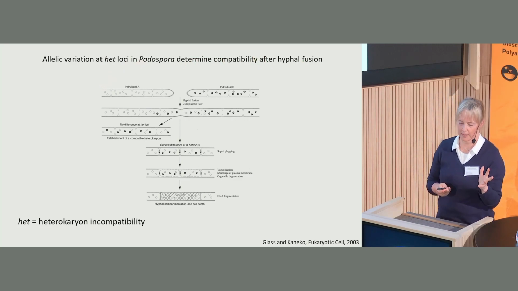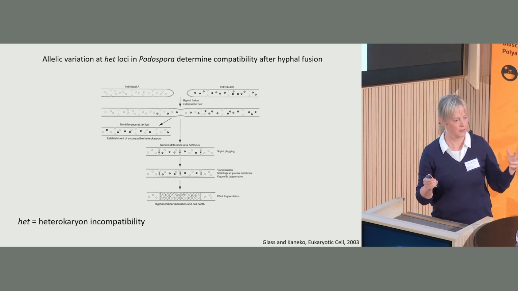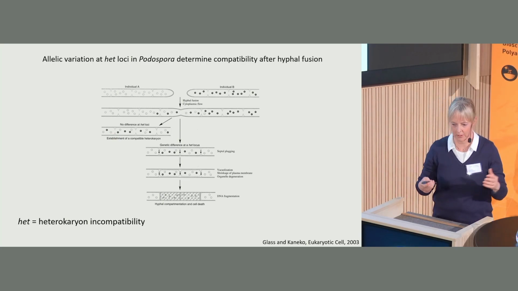So here's a schematic picture of what's going on. You have one hypha of individual A, another hypha of individual B. You fuse, and if you have no allelic differences at any het locus, you form a compatible so-called heterokaryon, if the nuclei are different. That's why it's called heterokaryon.